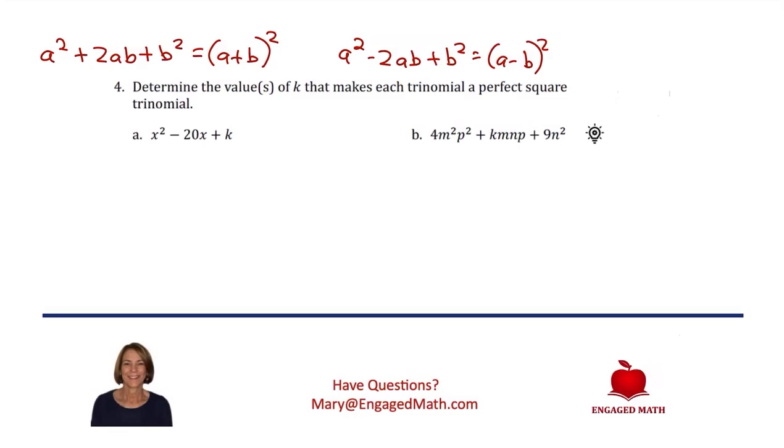Welcome to Engage Math, Lesson 19, Problem 4. So in this situation, we are looking for a perfect square trinomial. And what value of k would make this a perfect square trinomial?